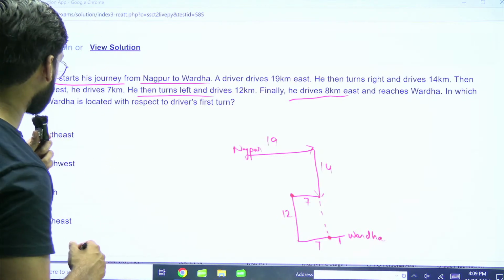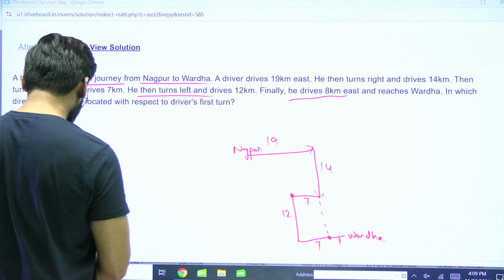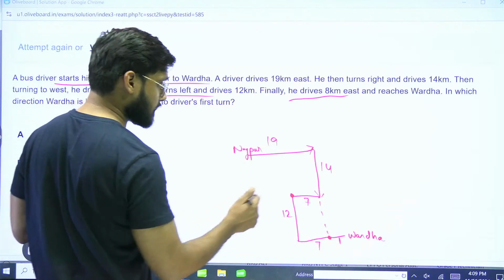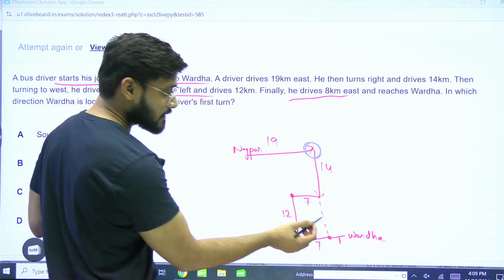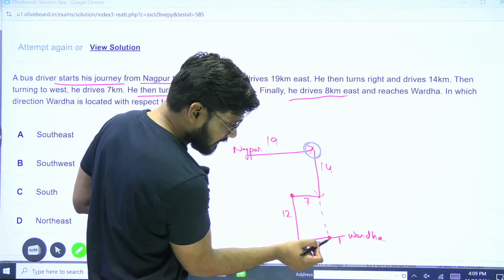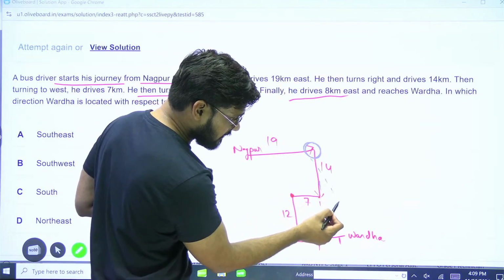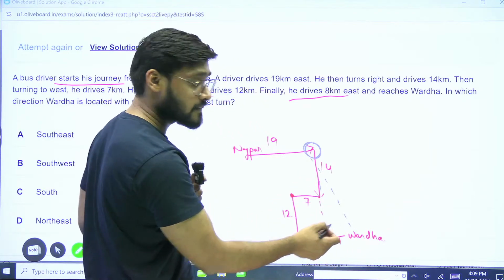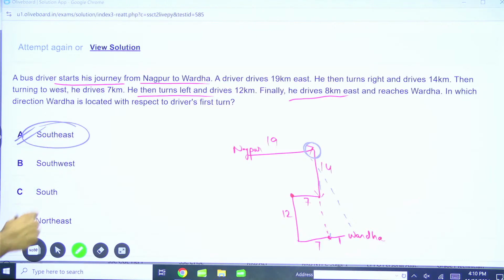In which direction is Wardha located with respect to the driver's first turn? The driver's first turn was this point. So Wardha is located where? Wardha is not exactly in the south direction. Wardha is in the south and east. The answer should be option number A, southeast.